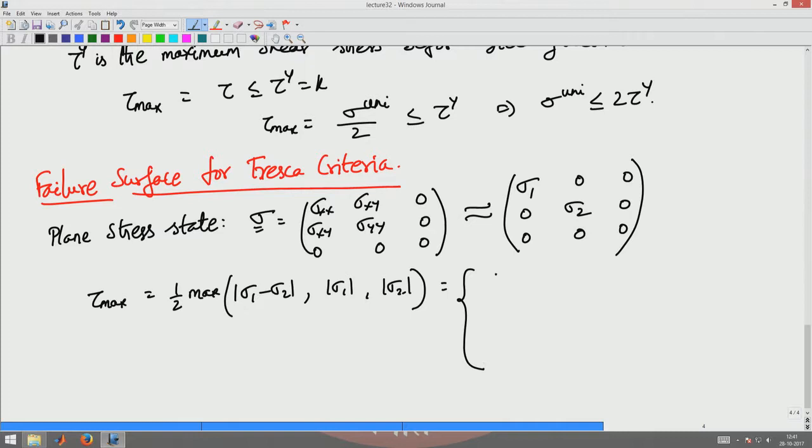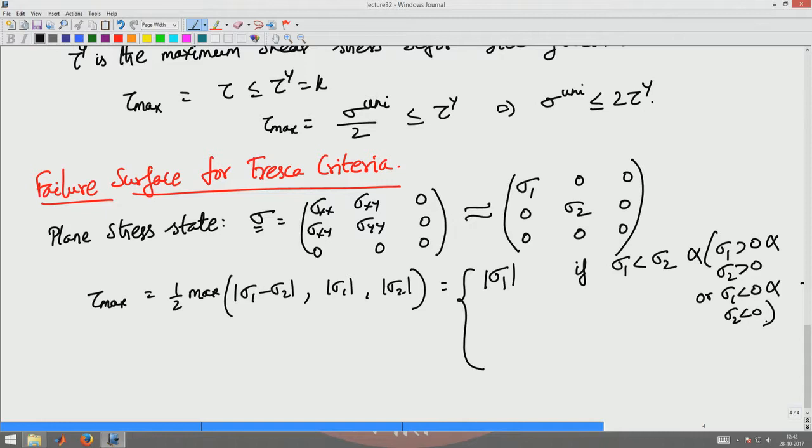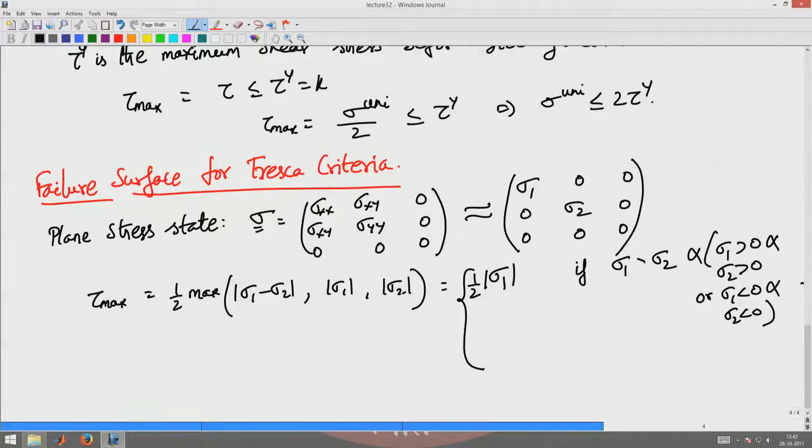This will be equal to the absolute value of sigma 1 if sigma 1 is greater than sigma 2, and sigma 1 is greater than 0 and sigma 2 is greater than 0, or sigma 1 is less than 0 and sigma 2 is less than 0. When sigma 1 is positive and sigma 2 is positive, sigma 1 minus sigma 2 will be lesser than sigma 1 or sigma 2 because I am subtracting two positive numbers. So whichever is greater will be the maximum stress, and tau max is 1 half of that. Sigma 1 is greater than sigma 2 here, so the maximum value of tau max would be the maximum of sigma 1 or sigma 2.